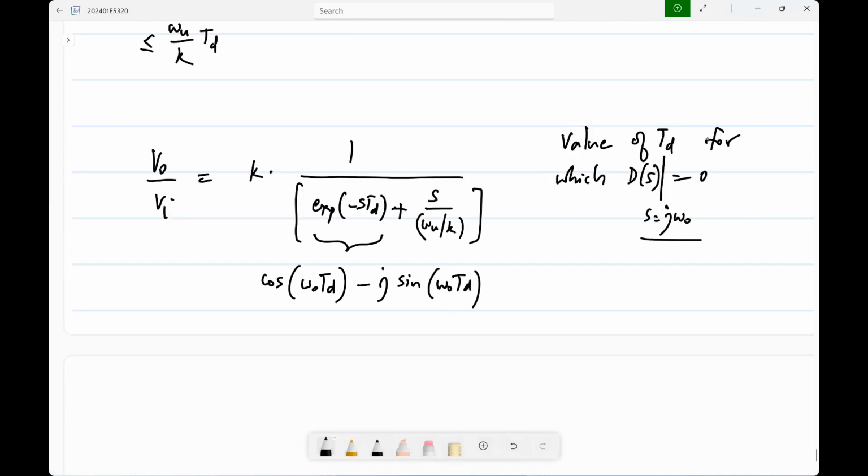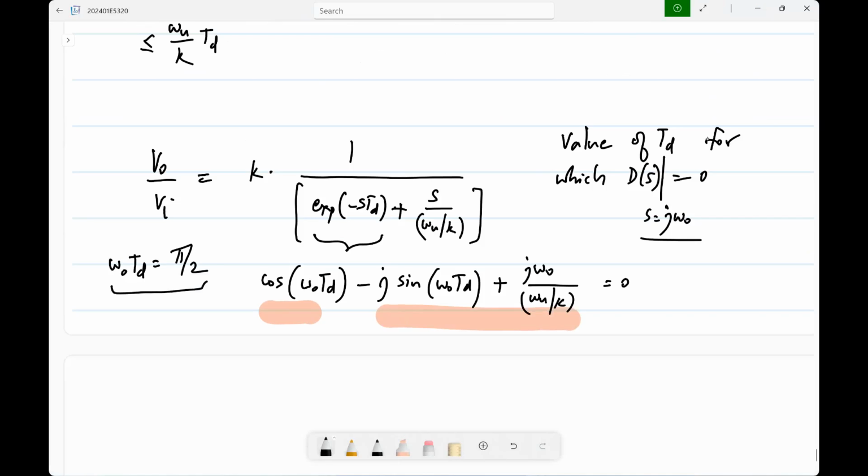Then plus omega u by k. So obviously, for this to be 0, individually the real and imaginary parts have to be 0. The real part will be 0 when omega naught Td equals pi by 2, and of course plus n pi will also work. But basically we are looking for the smallest delay that will cause this. Any delay more than this is bad, but we just want to know the minimum delay that will do this. So now with this, what will you get?